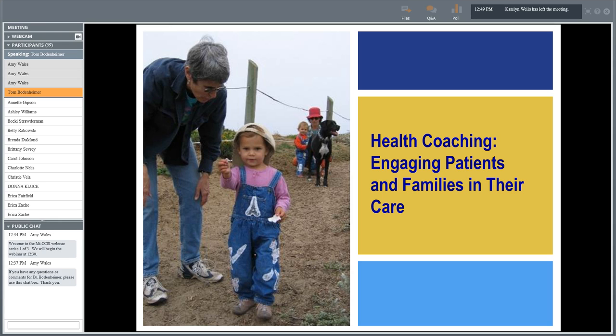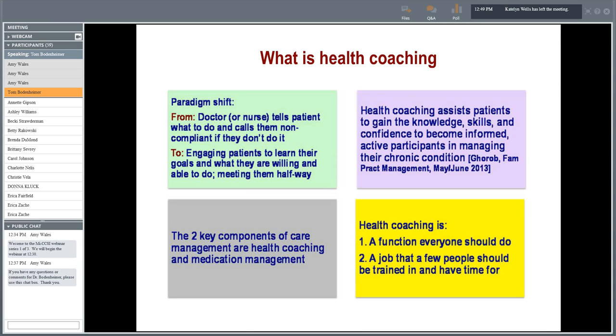So we're going to talk about health coaching a little bit, because health coaching really is a key part of care management for both complex patients and patients with one or two chronic diseases. So what is health coaching? Because I'm a doctor, I can say this. Doctors often tell their patients what to do and then call them non-compliant if they don't do it. Unfortunately, that happens a lot. Even more unfortunately, sometimes nurses do that, though really it's more of a doctor disease.